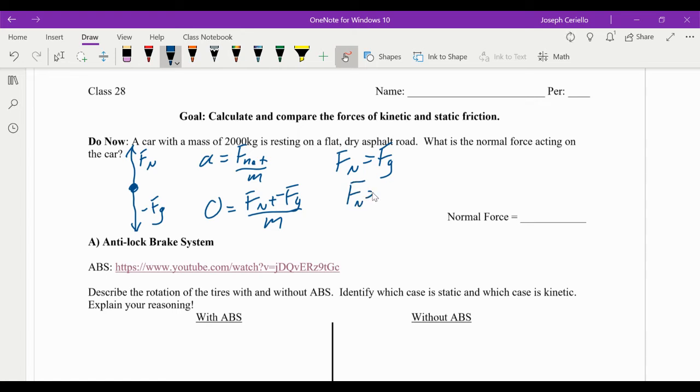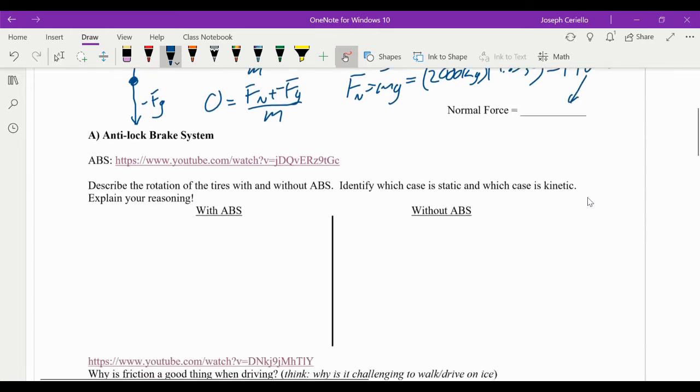Therefore, the normal force equals mg in this case. m is 2,000, g is 9.8, and we get something like 19,600 newtons for our normal force. All right, hold on to that, put that in our back pocket. We will use that later.